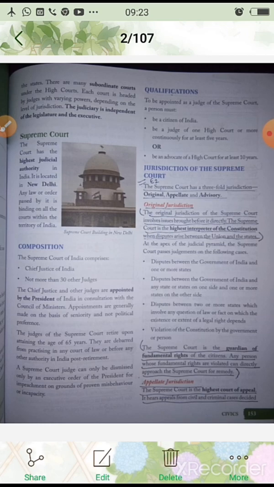And the Chief Justice and the other judges are appointed by the President of India in consultation with the Council of Ministers. Very important, this you have to always keep in mind, that who elects the judges of the Supreme Court. So the Chief Justice and the other judges are appointed by the President in consultation with the Council of Ministers, and appointments are generally made on the basis of seniority and not political preferences.